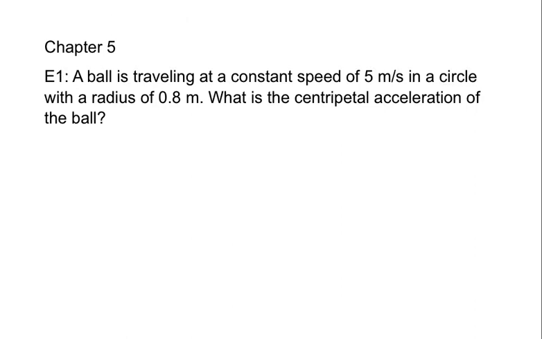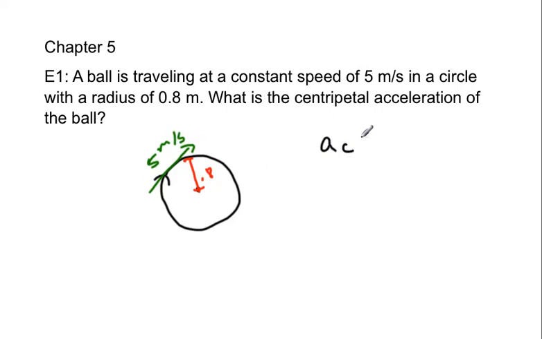Okay, I'm going to draw out a picture here, going in a circle. We know the radius is 0.8. We know the velocity, the tangential velocity. So if it wasn't going in a curve, if it was just going straight like this, it's 5 meters per second. And we're looking for acceleration, so centripetal acceleration. Don't know what that is. Not just the acceleration, the centripetal acceleration.